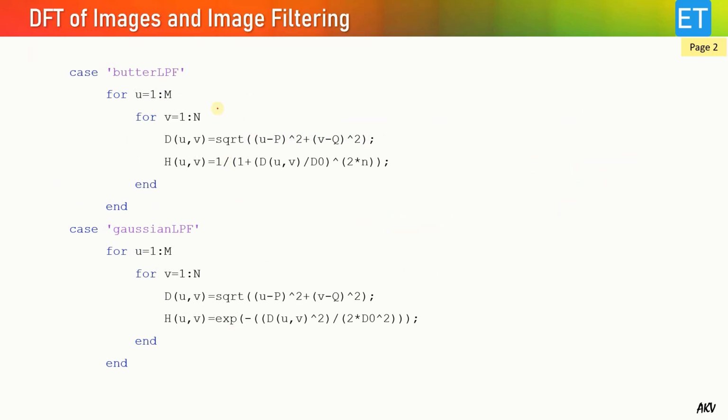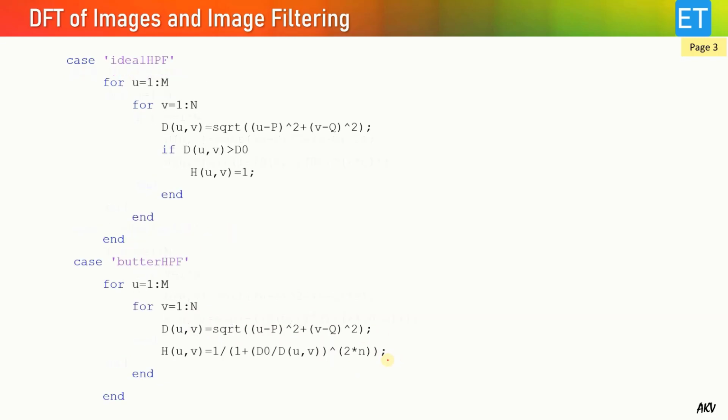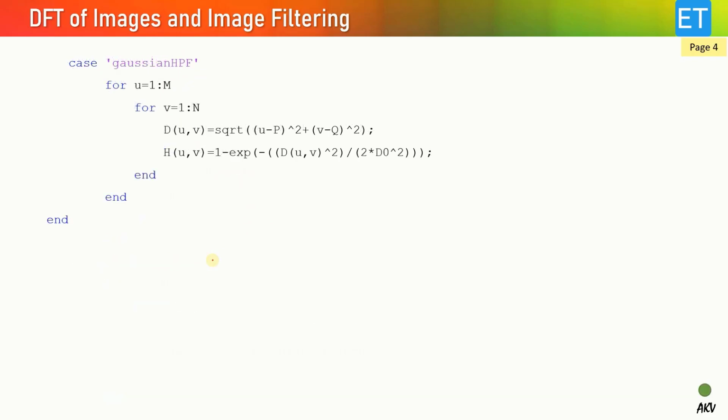Okay, so this is how you get your filter response for the ideal low pass filter. Similarly, I have used that equation for the Butterworth filter, which was 1 upon 1 plus (d upon d naught) power 2n. And similarly for the Gaussian, that was e power minus d square upon 2 d naught square. These codes are for ideal HPF, this is for Butterworth HPF, and this is for Gaussian HPF. I have done nothing special here. I have just implemented those equations which I have already shown you.